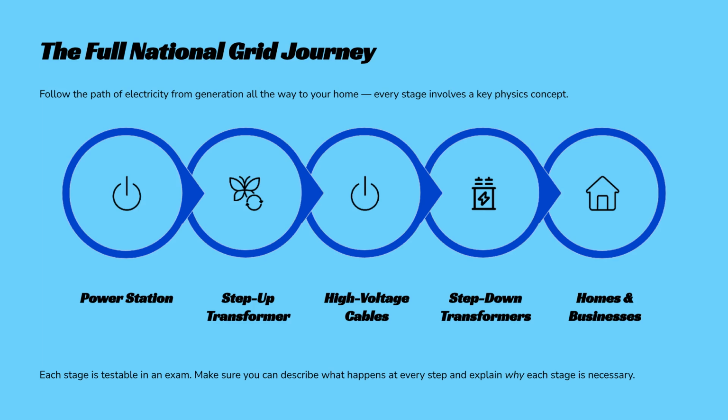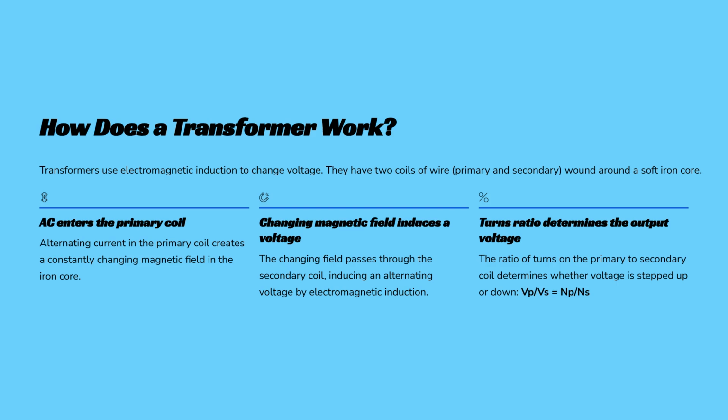This diagram captures the full journey of electricity. Being able to explain each stage and the reason behind it is a fundamental requirement for your physics exam. Transformers work by inducing an alternating voltage in the secondary coil. A changing magnetic field in the iron core is created by the alternating current in the primary coil.